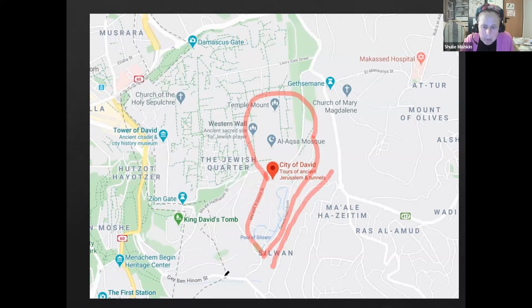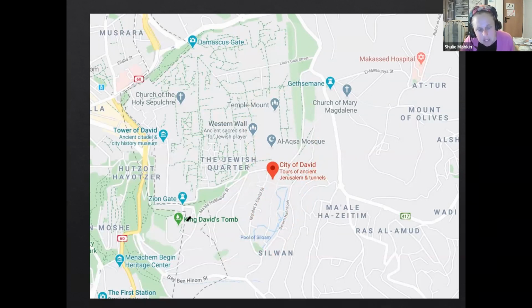Kidron Valley on this side, Haggai or the Tyropian Valley on this side, Mount of Olives over here. And your eye might be drawn to where it says here, King David's tomb. How is this King David's tomb, right? This is on Mount Zion. This is a problematic thing because the book of Kings said that King David is buried in the city of David. And this is clearly not in the city of David. Is this really King David's tomb? Is it not?